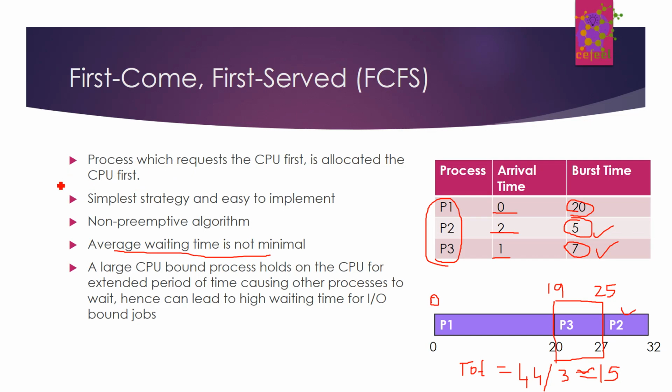And what happens is, if a large CPU bound process comes and holds the CPU for an extended period of time, it causes other processes to wait, even though they are IO bound jobs and only need a small amount of CPU. So they will have to wait for a very long time.